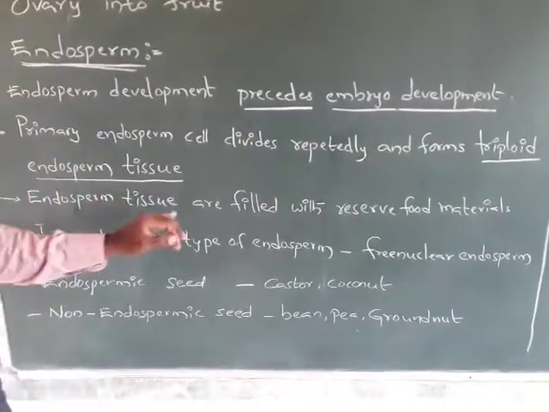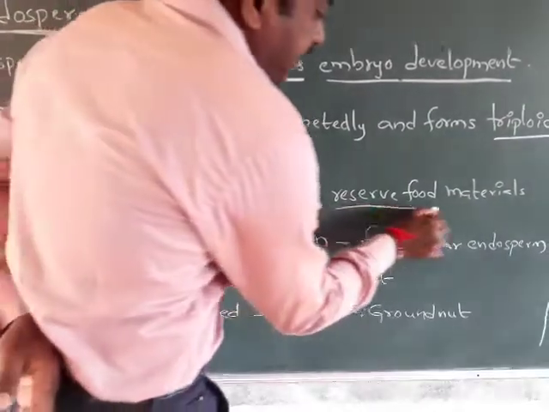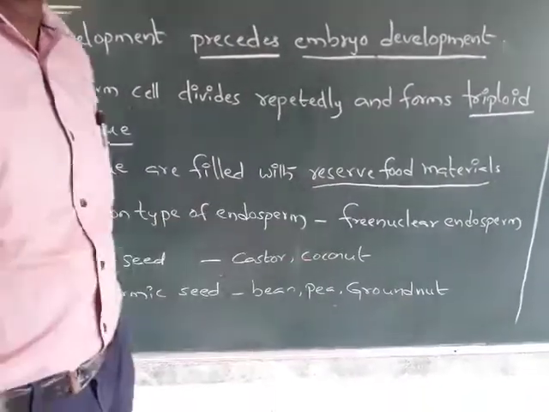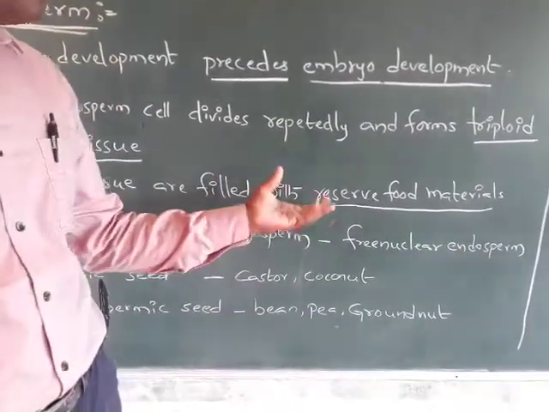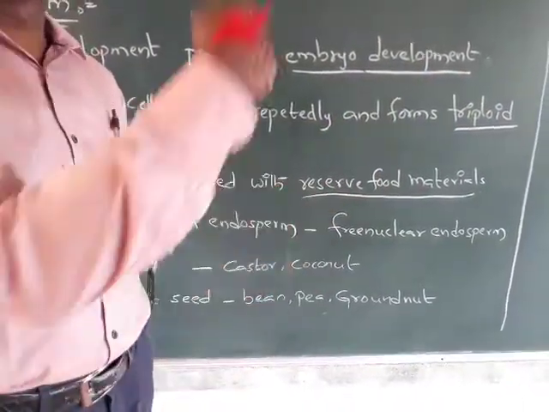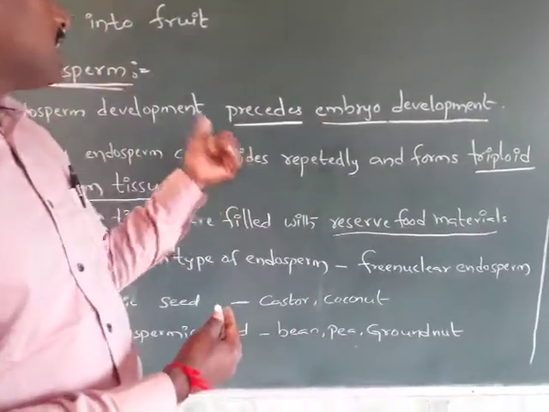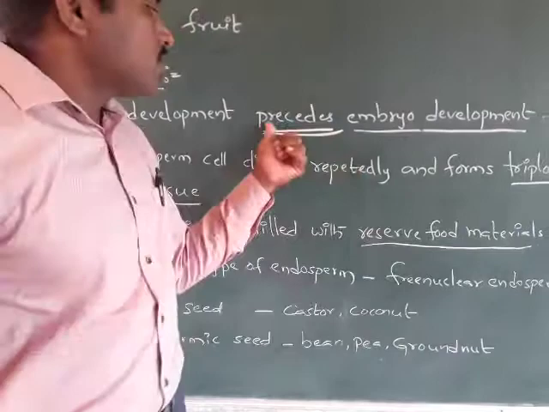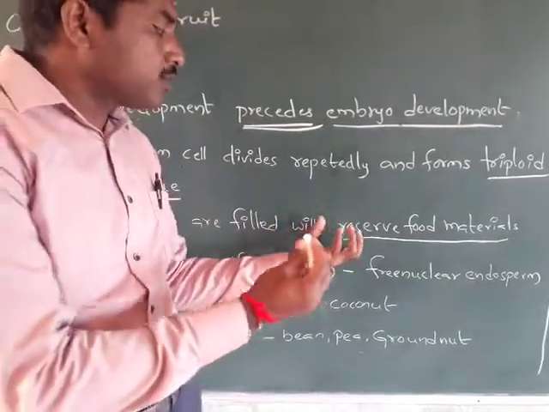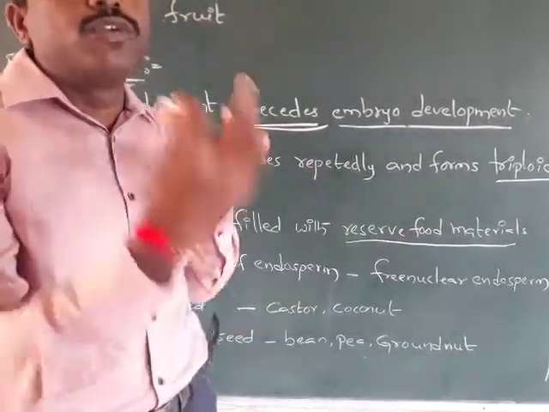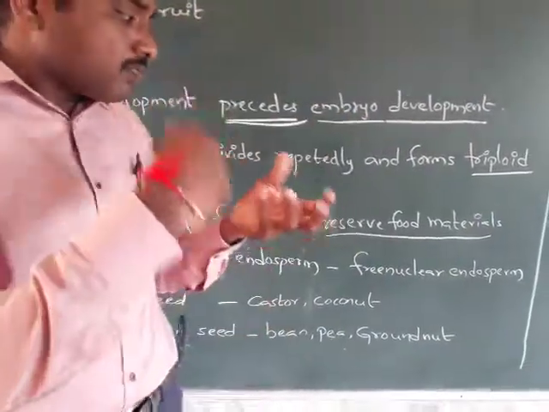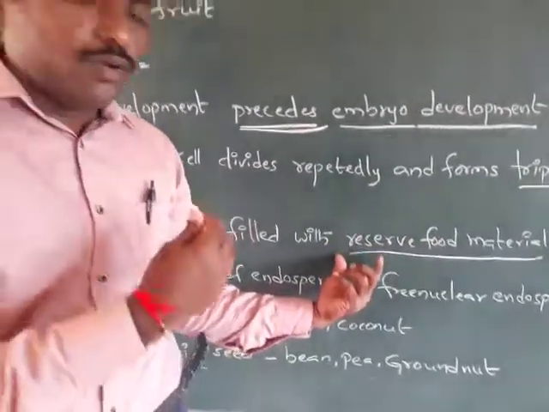The endosperm cells are filled with reserved food material. This food material is supplied to the development of the embryo. That's why endosperm development precedes embryo development. The embryo consumes the food material from the endosperm.